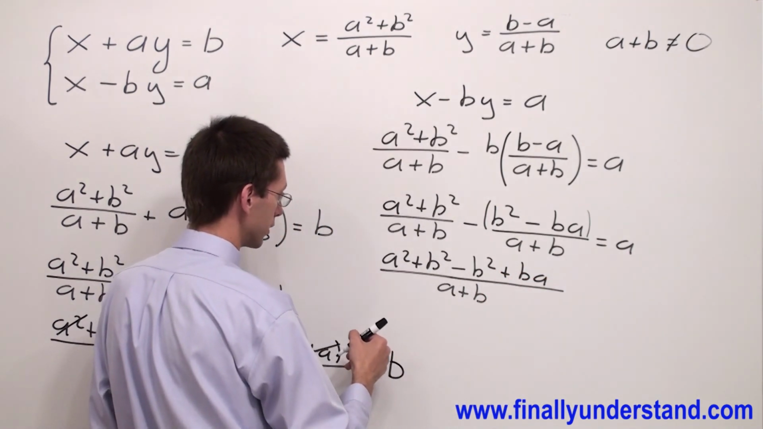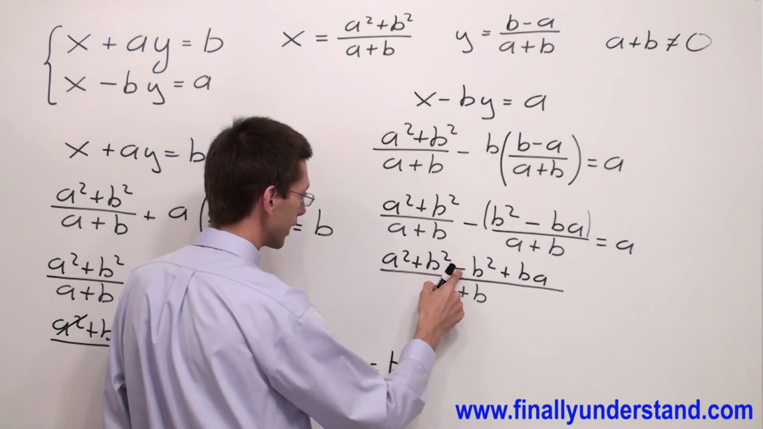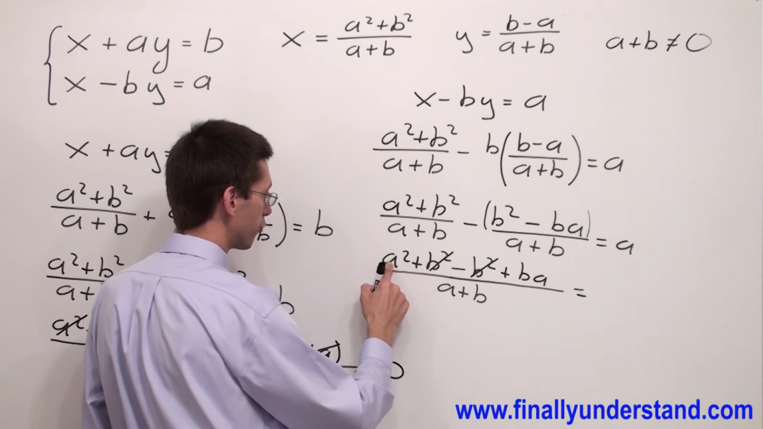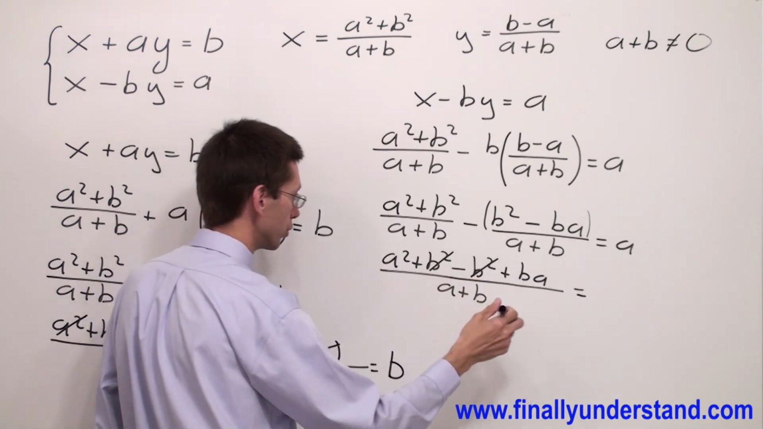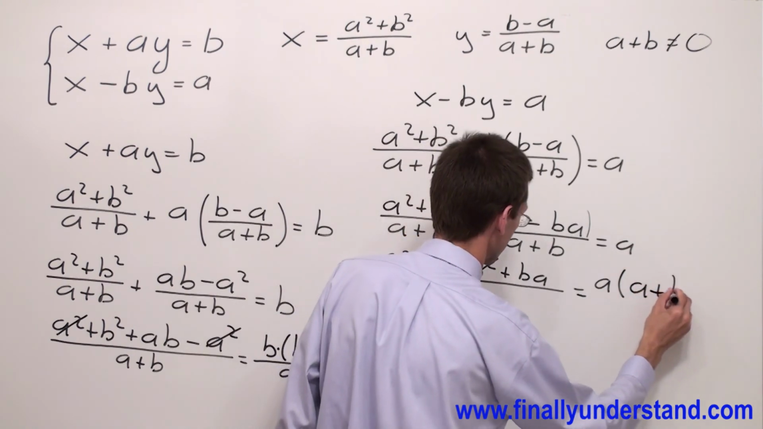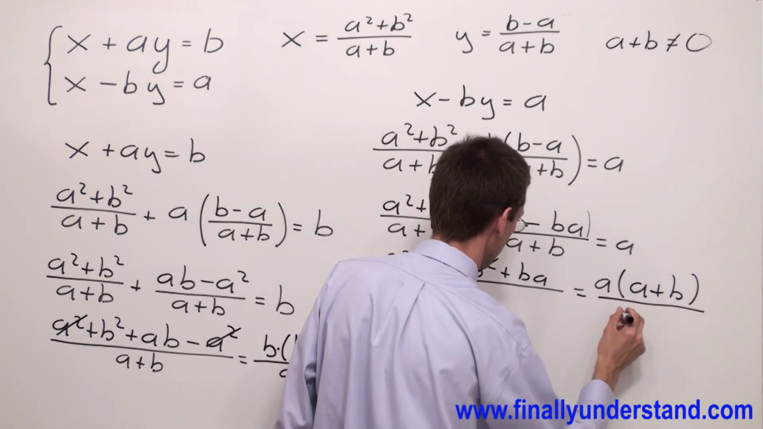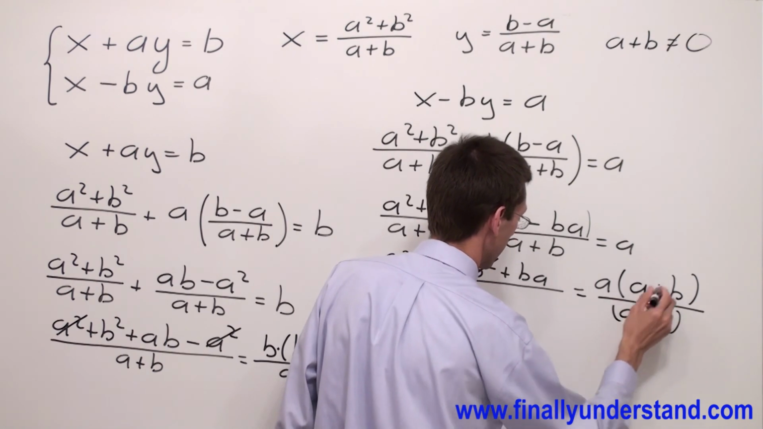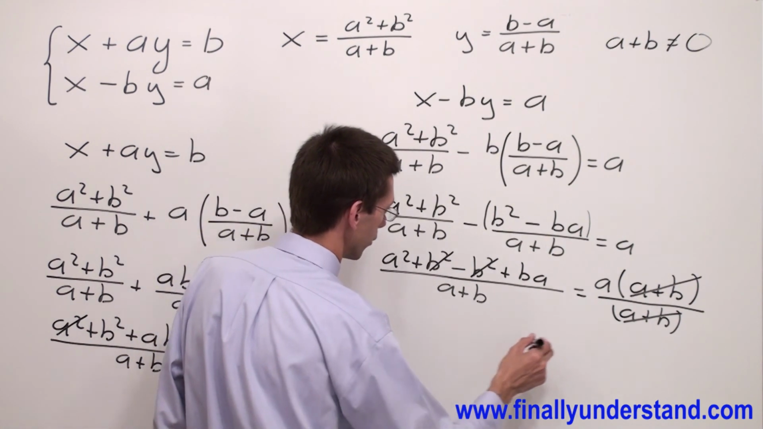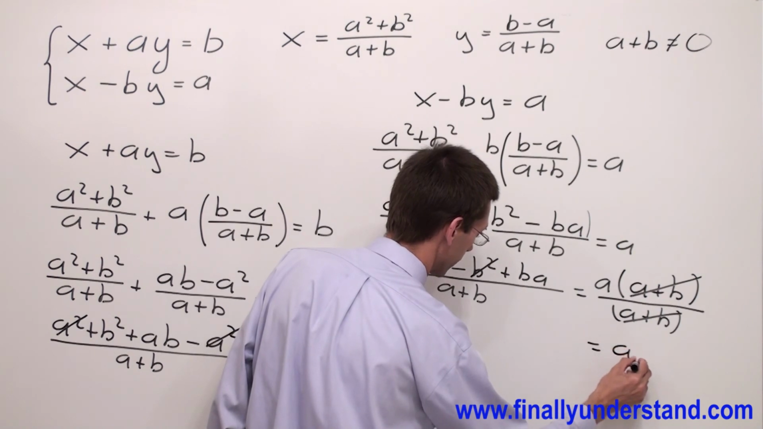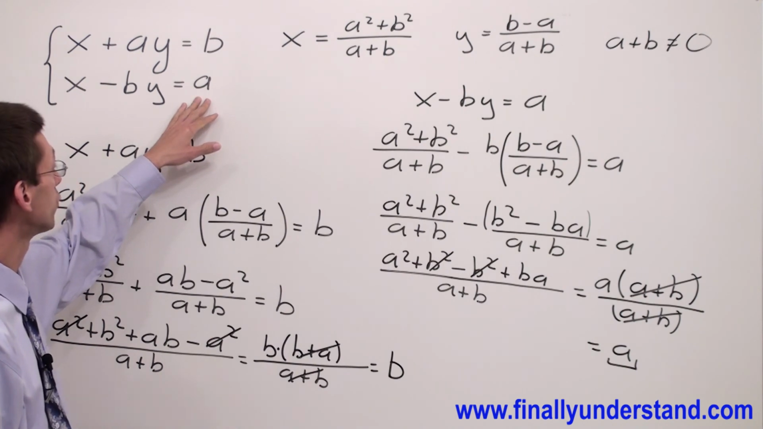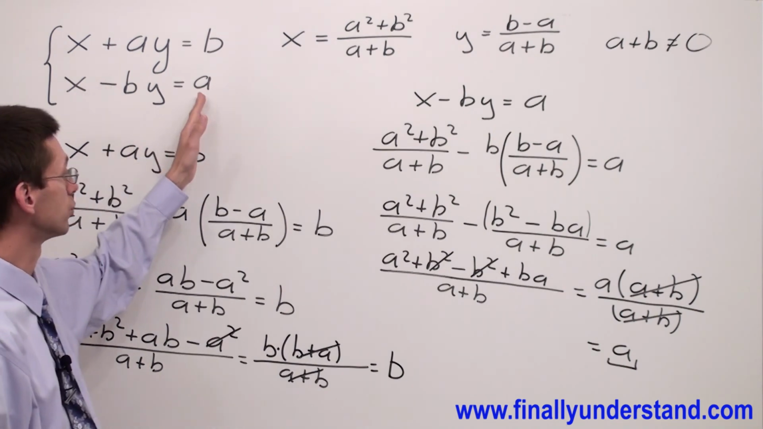Now let's take a look at what we have got. B squared, and I have negative b squared. These two terms are going to subtract each other. I can factorize a from these two terms, and I'm going to have a, and inside of the parentheses I'm going to have a plus b, and in the denominator I have a plus b. A plus b and a plus b will cancel out, and I end up with a. Please notice that on the right side of my second equation I have a. So we just proved that the left side of the equation is equal to the right side.